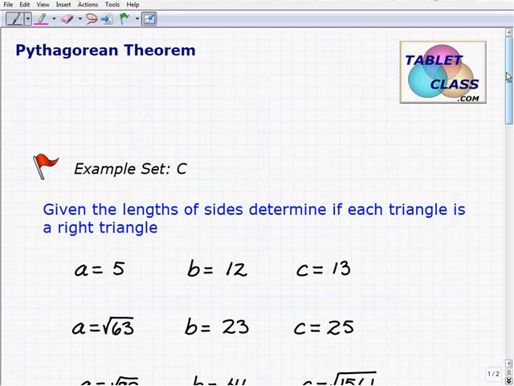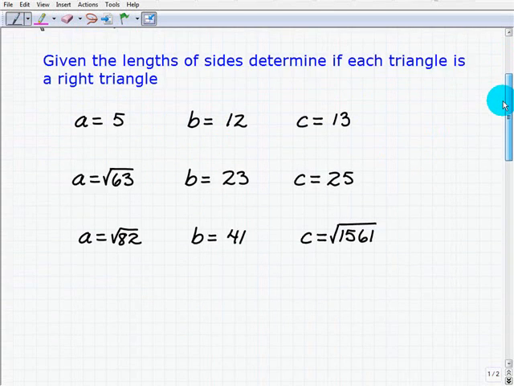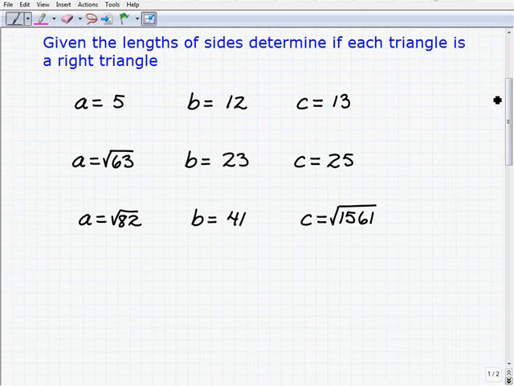This is our third example, set C. So this is an interesting set of problems here. We're going to use the theorem to determine whether each of these triangles is a right triangle. Okay, so A, B, and C all refer to the lengths of a triangle, potentially a right triangle.